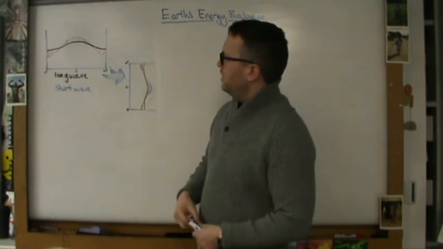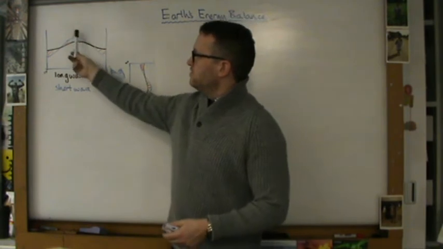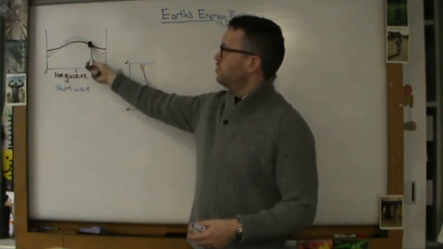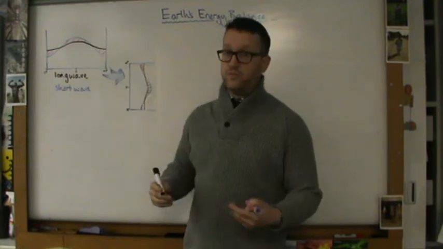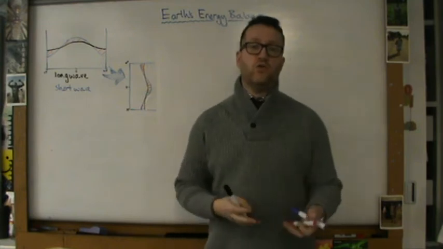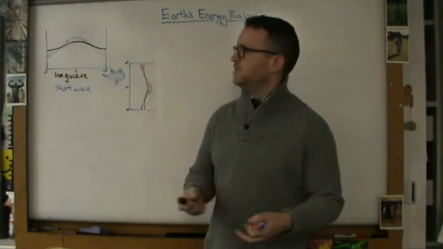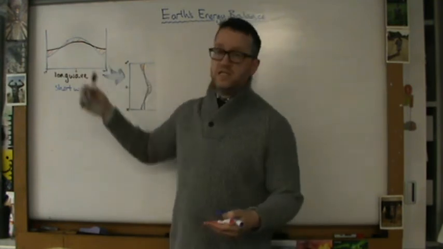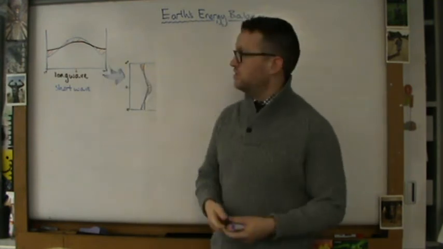Now, in the middle section of the graph, you can see there is more shortwave energy, more of the energy from the Sun, than there is energy that is long wave. What this means is that the Sun's energy is greater than the Earth's ability to get energy back out into space.